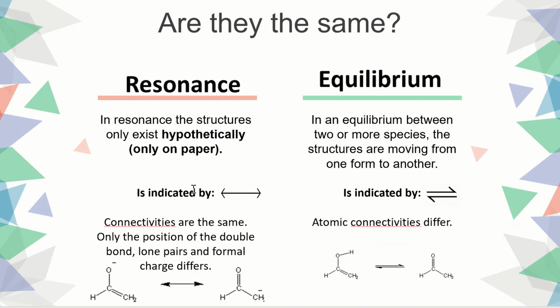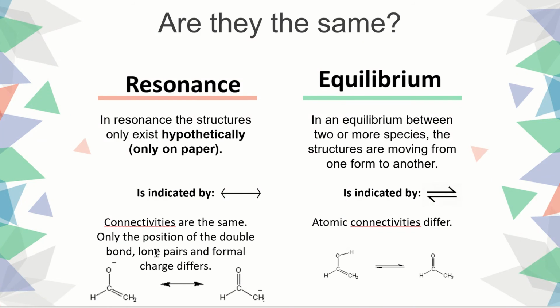Another thing that we need to distinguish between resonance and equilibrium is the arrow, right? If we see this arrow, which is a straight line with arrowheads at both ends of the same line, this is a resonance arrow. In contrast, this is an equilibrium arrow. We have two arrows, one going in the forward direction and one going back. Okay, so this is an equilibrium arrow.